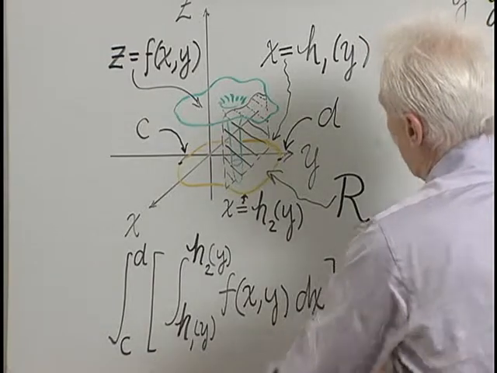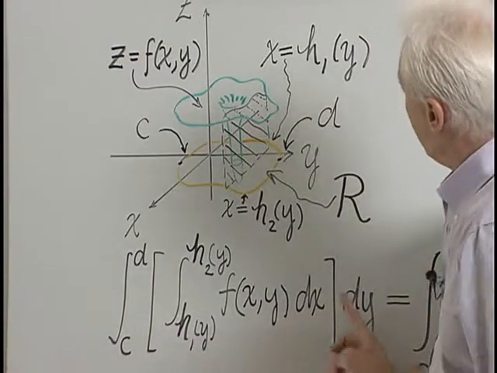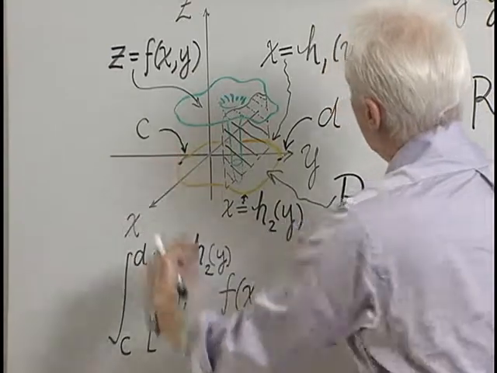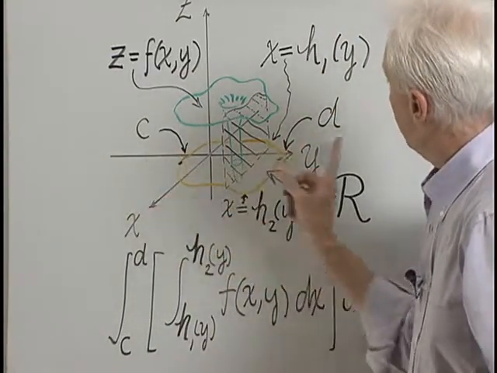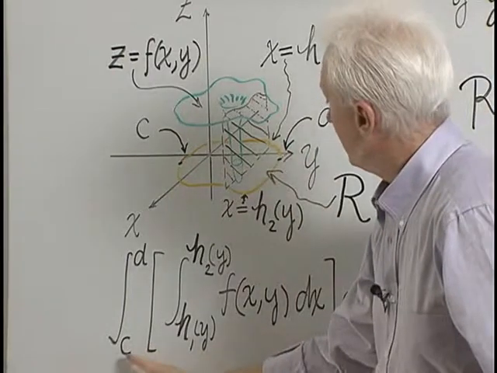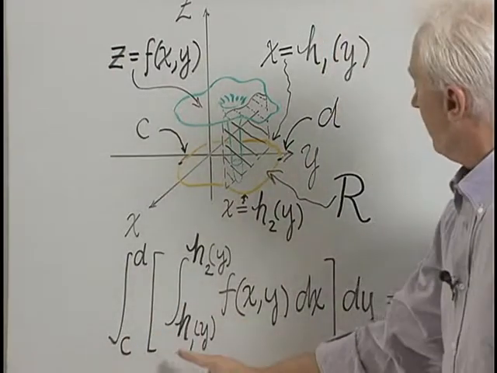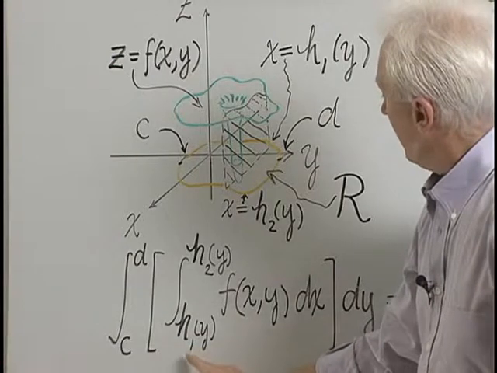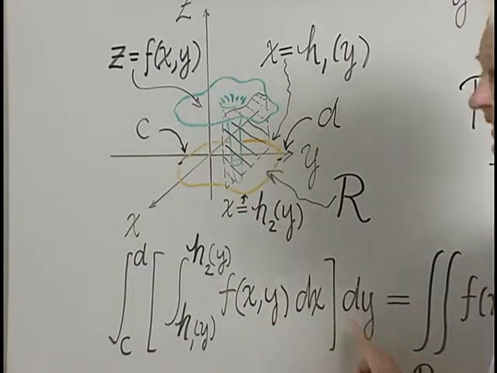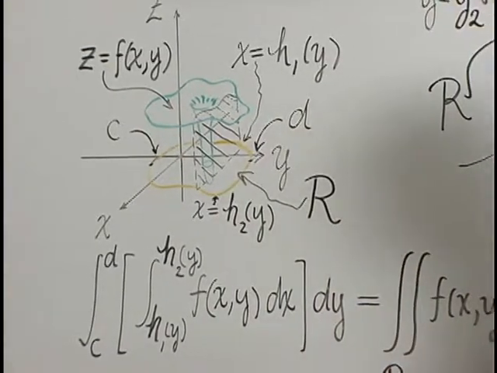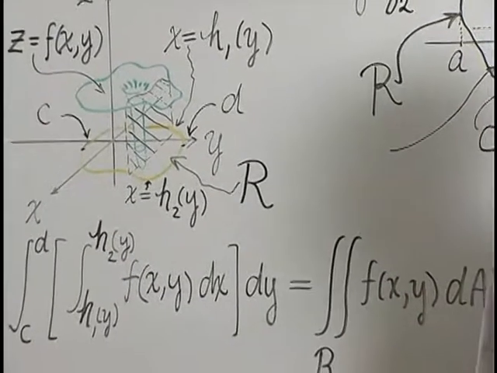And so now I let the y vary and integrate from the leftmost value of y to the rightmost value, which I've denoted by c and d. So the definite integral from c to d of this integral from h1 of y to h2 of y of f of x,y dx, then integrated against dy, is what we then get as a value for this double integral.